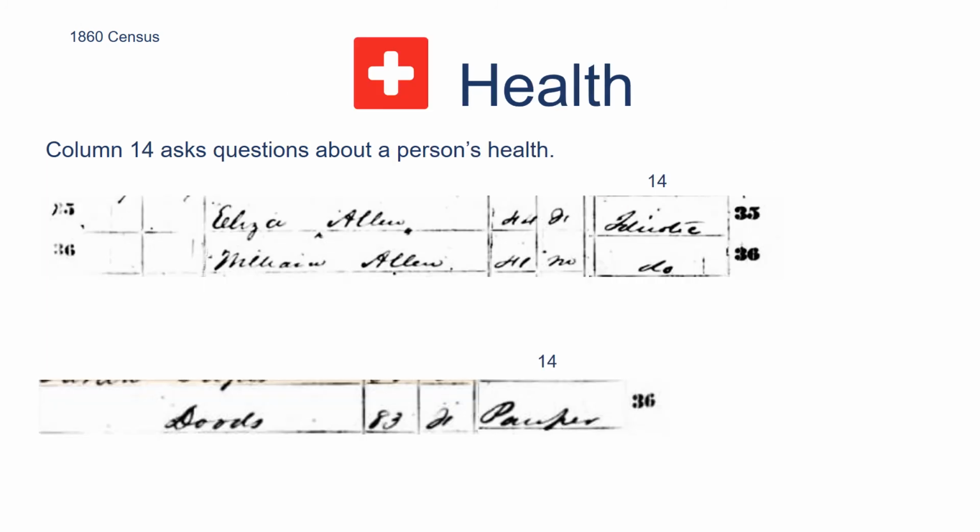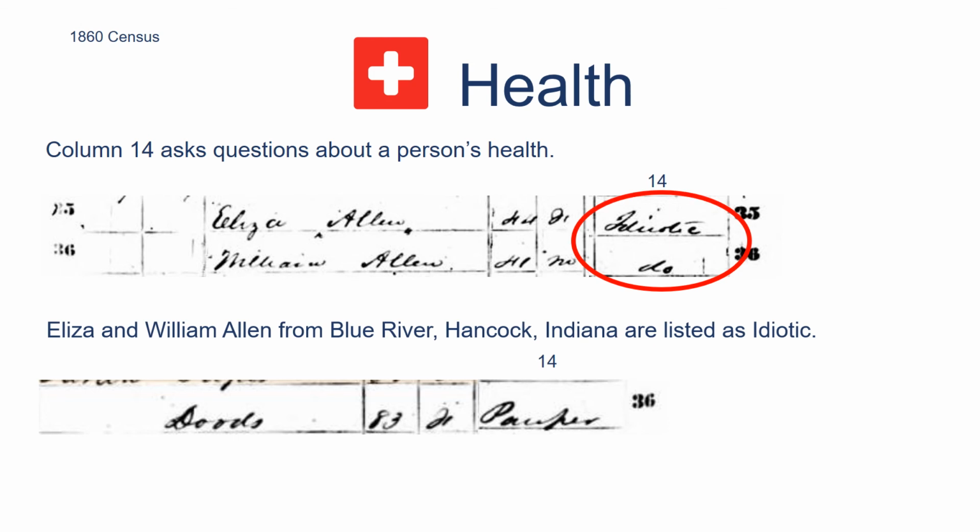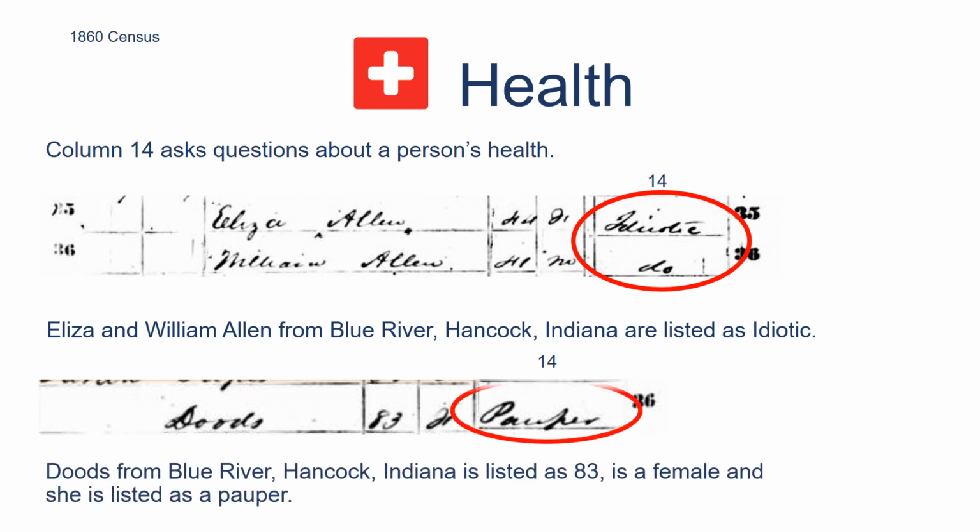Health. Column 14 asks questions about a person's health. Eliza and William Allen from Blue River, Hancock, Indiana are listed as idiotic. Dodds from Blue River, Hancock, Indiana is listed as 83, is a female, and she is listed as a pauper.